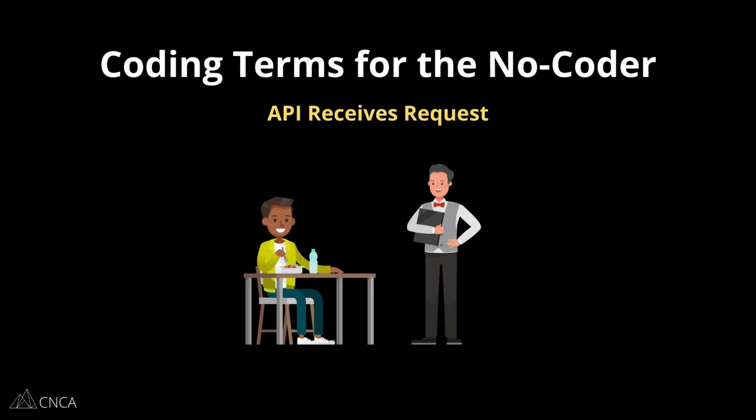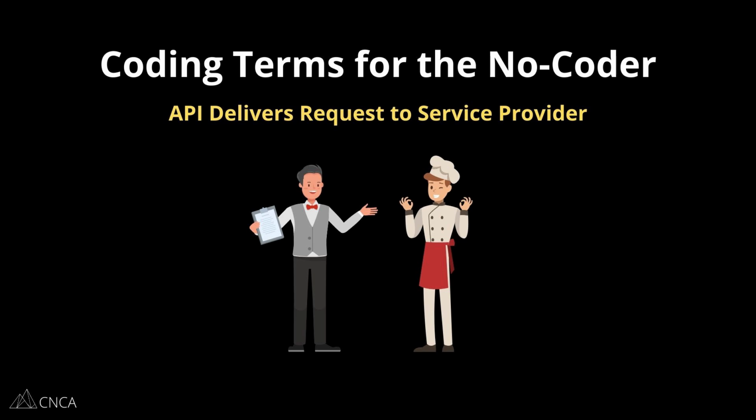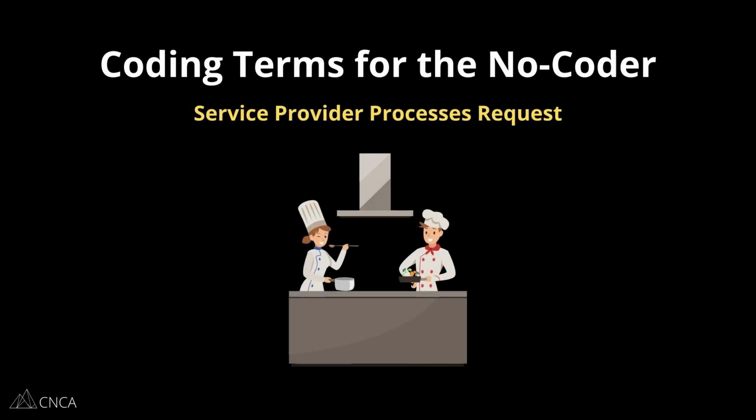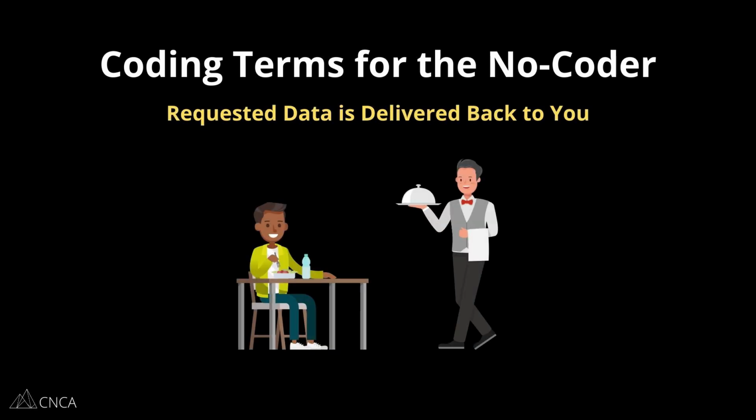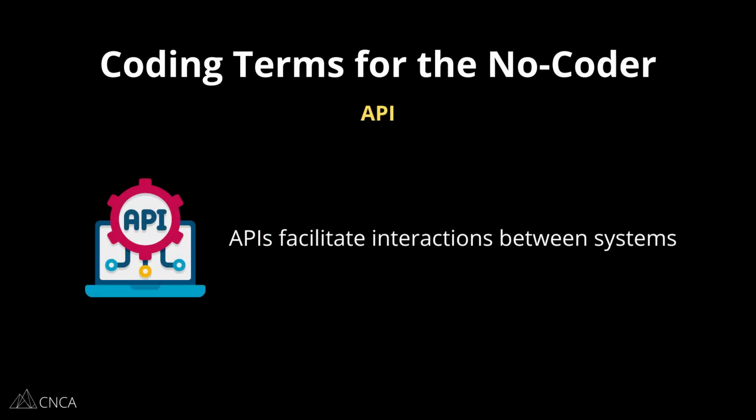Okay, so think of an API as a waiter in a restaurant. You tell the waiter what you want, so this is your request, and the waiter delivers that request to the kitchen or the server or the service. The kitchen then prepares the food, okay, so this is the processing of that request, and then the waiter brings it back to you, okay, so data is returned back to you. APIs facilitate this interaction between different software systems. This enables them to exchange information and perform functions without needing to understand the inner workings of each other.